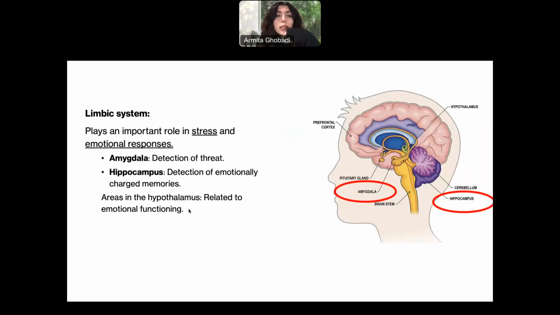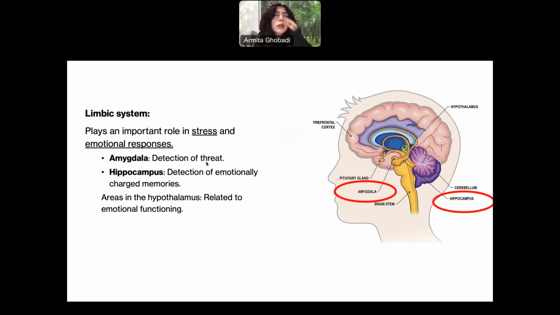The limbic system is very important because it has so many responsibilities relevant to stress and emotional responses. Like you can see here, this is the amygdala and this is the hippocampus. The amygdala is just detection of threat. There are so many serious problems with respect to the amygdala.